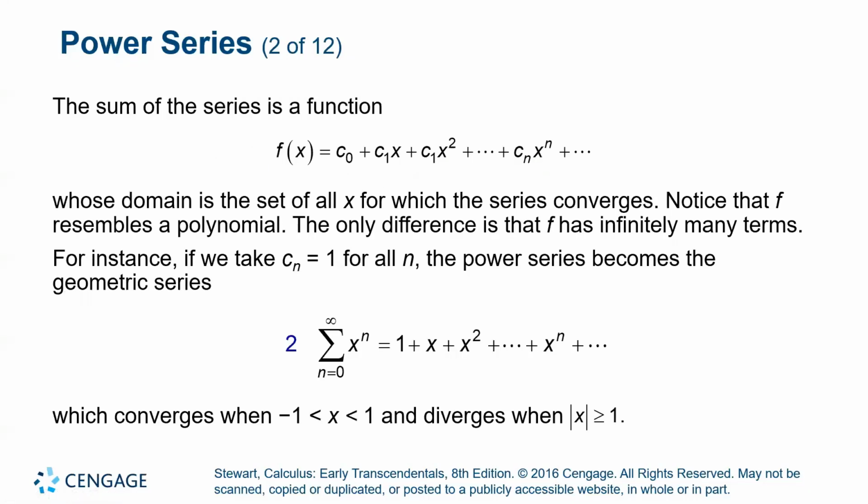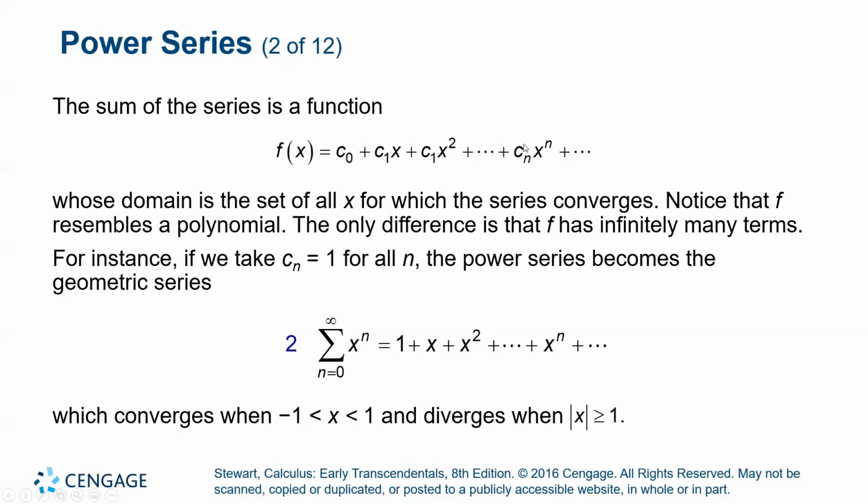Okay, so the sum of the series itself is actually a function because you can put in different values for x. And again, this looks just like a polynomial, but the difference is that it's infinite. So it never stops with the terms, whereas your standard polynomial is something like a quadratic or a cubic or a quartic, whereas a power series keeps going all the way to where n equals infinity.